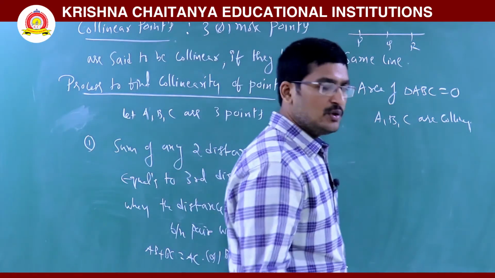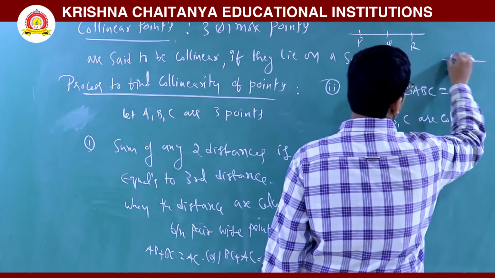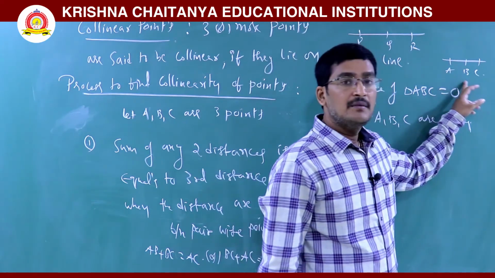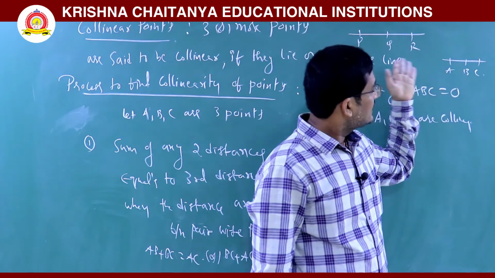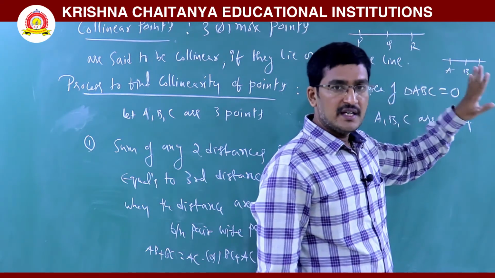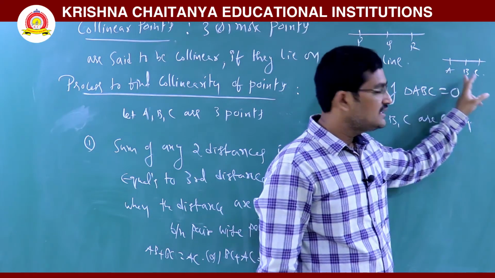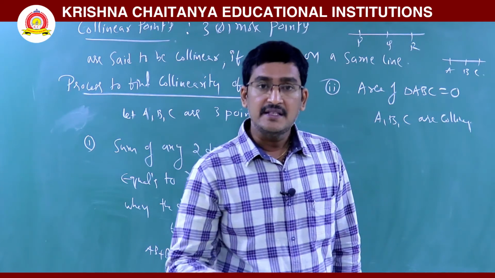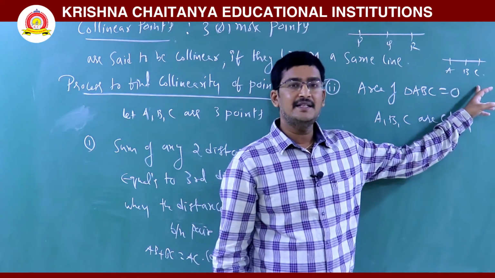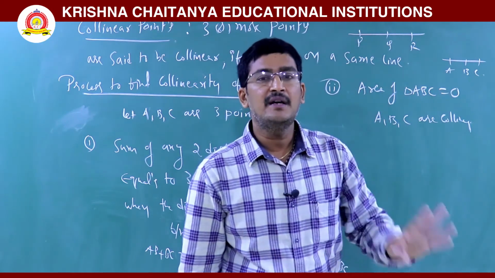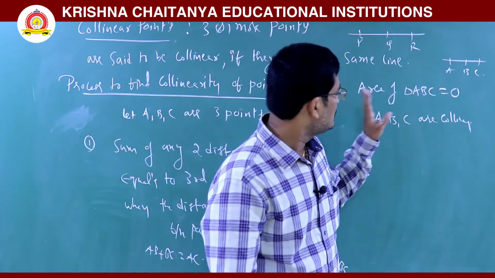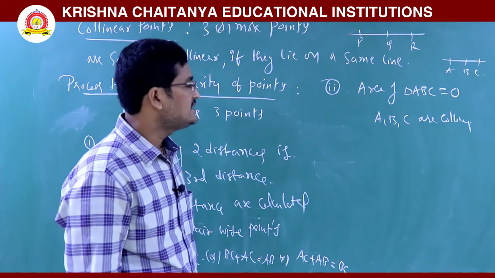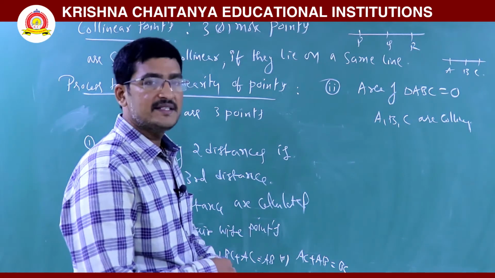That means if ABC are collinear, like this, then there is no chance to construct a triangle by using these three vertices, these 3 points. So the triangle area with ABC is 0. That means the area of triangle formed by A, B, C is 0. Then it is only possible if A, B, C are collinear. So this is one more test for collinearity. If the area of triangle ABC is 0, then also you have to say A, B, C are collinear.